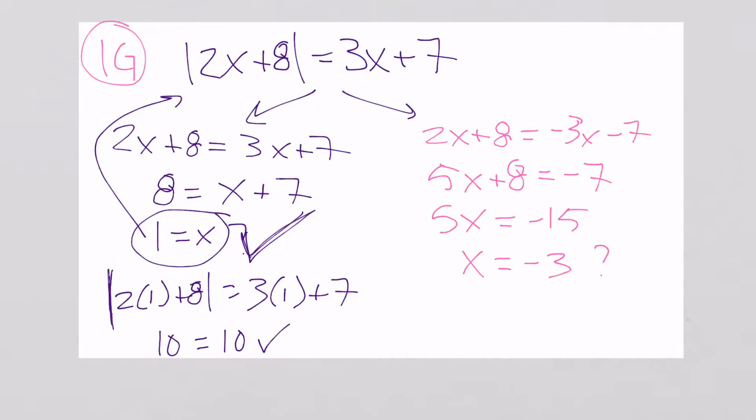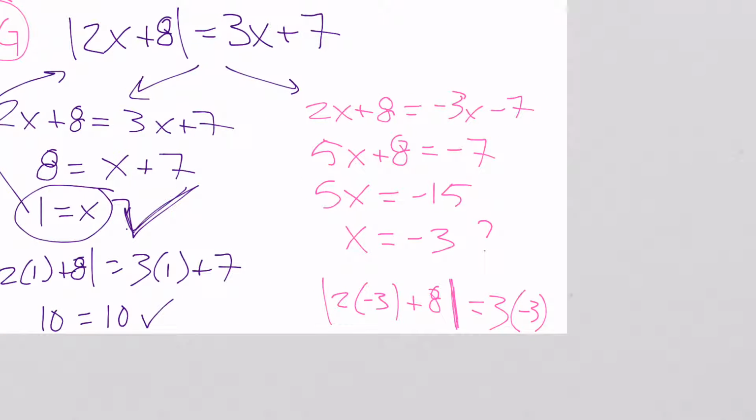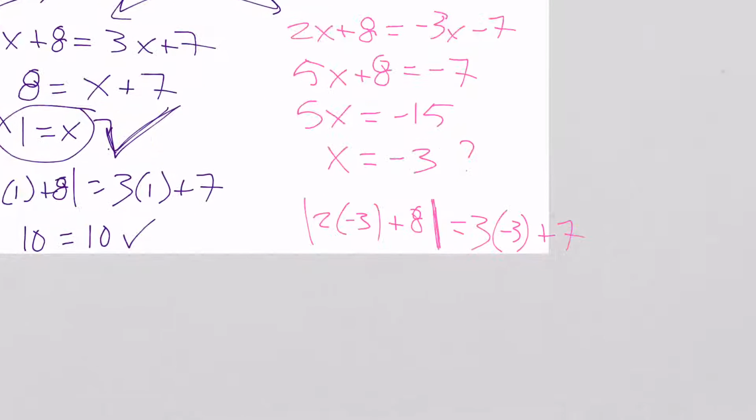What about negative 3? Well, now we plug in negative 3. So we get 2 times negative 3 plus 8, absolute value of that, equals 3 times negative 3 plus 7. Now solve it. 2 times negative 3 is negative 6. Negative 6 plus 8 is positive 2. Absolute value of positive 2 is 2.